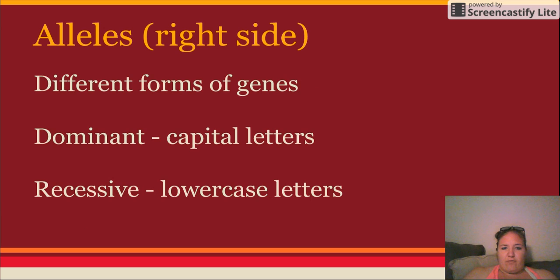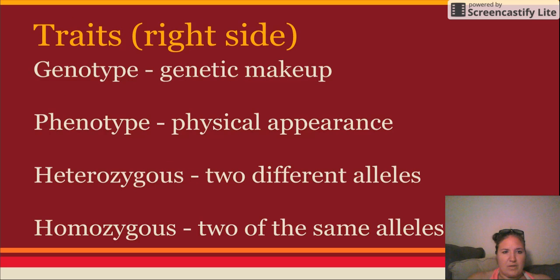Alleles are just different forms of genes. So you might carry an allele for brown eyes and you might carry one for blue eyes, but you would exhibit the brown eye allele. So brown eyes would obviously be a dominant, which we denote with capital letters, and then blue eyes would be considered a recessive, which we usually represent with lowercase letters.